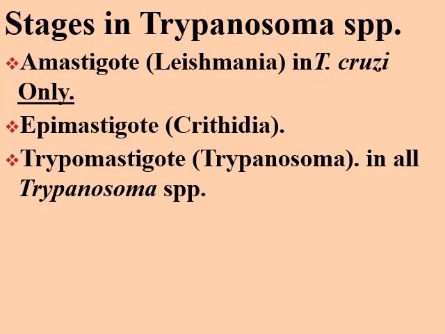The stages of Trypanosoma species: we have three stages. The amastigote, the old name Leishmania stage, is present only in Trypanosoma cruzi, which causes American trypanosomiasis. It is an intracellular stage. The second stage is the epimastigote or crithidia. It is a transient stage. And the main stage, the trypomastigote, is present in all species of Trypanosoma.